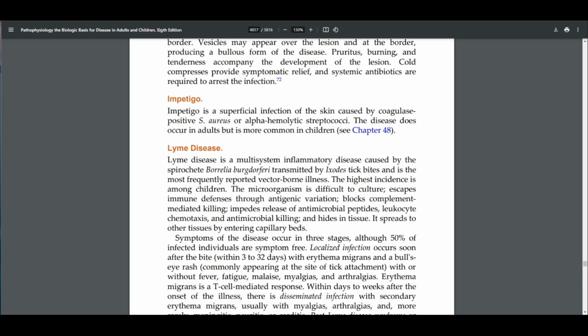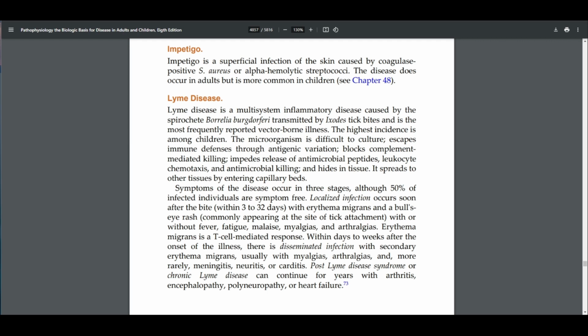Impetigo. Impetigo is a superficial infection of the skin caused by coagulase positive S. aureus or alpha hemolytic streptococci. The disease does occur in adults but is more common in children. Again, see Chapter 48. Lyme's disease.